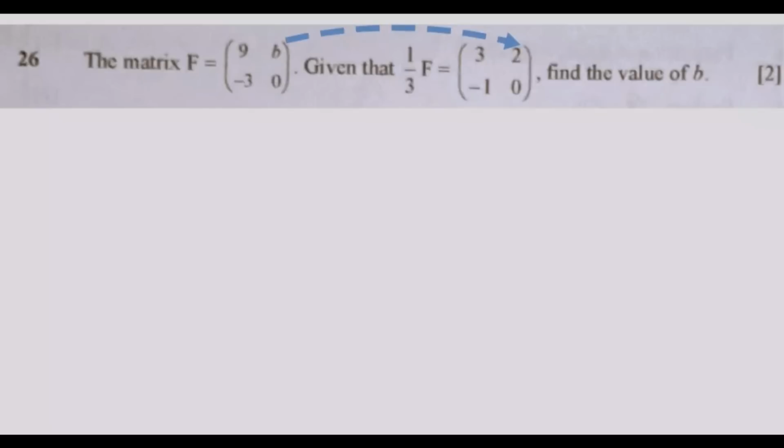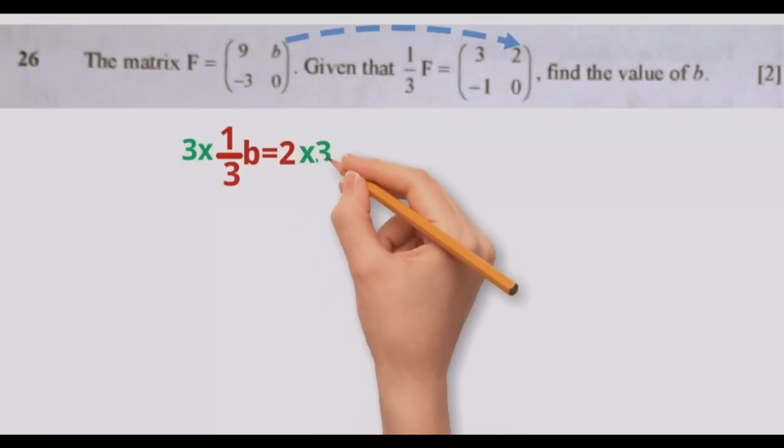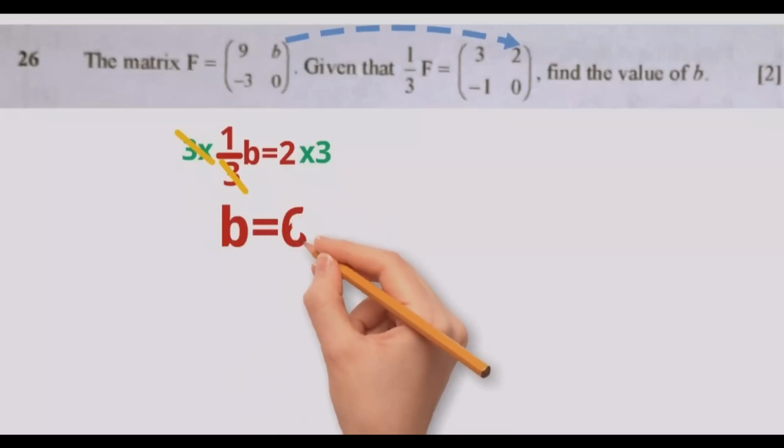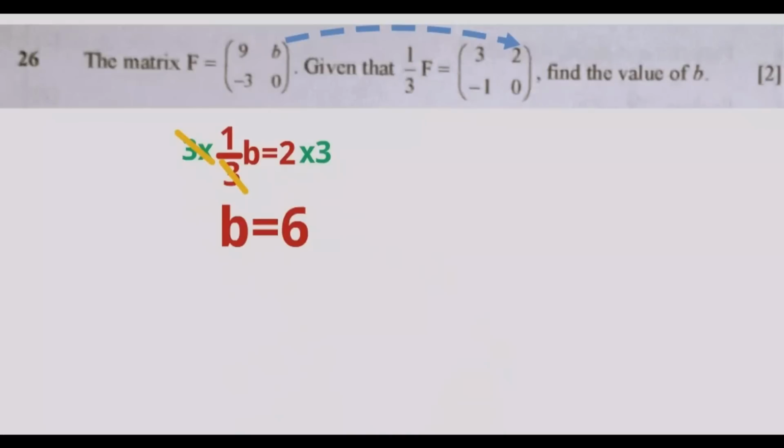So I'm going to come up with an expression which is 1 over 3 multiplied by B is equal to 2. Next, I'm going to multiply both sides by 3, so that I get rid of these 3's and remain with B on one side of the equal sign. The 3 on top and the 3 down will cancel each other out. 1 times B gives B, then 2 times 3 gives 6. So the value of B is 6. Okay, we go to the next question.